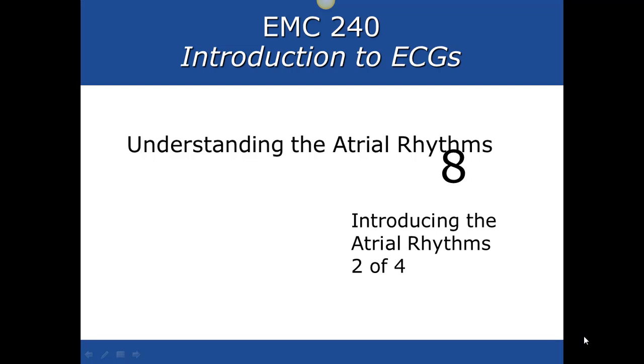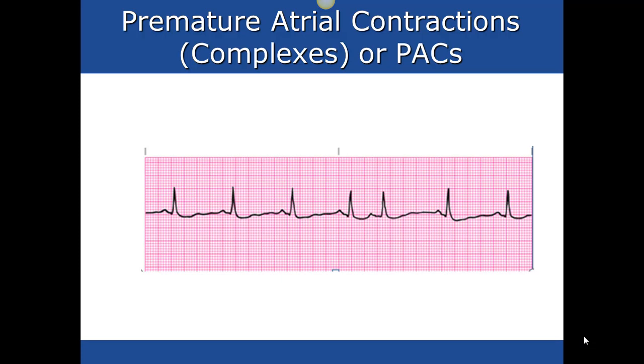This is Atrial Rhythms, part 2 of 4. A single electrical impulse that originates outside the SA node in the atria is an atrial generated rhythm. This can occur in the atria, the AV junction, or in the ventricles.